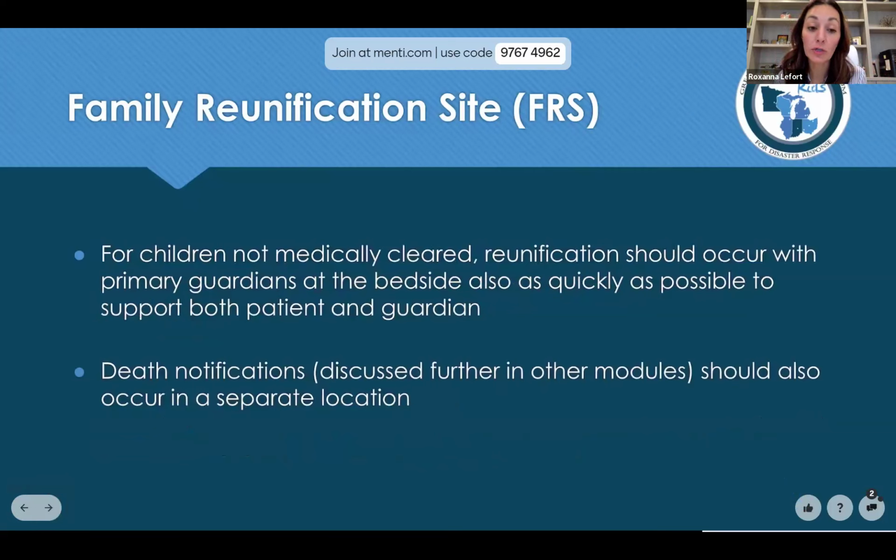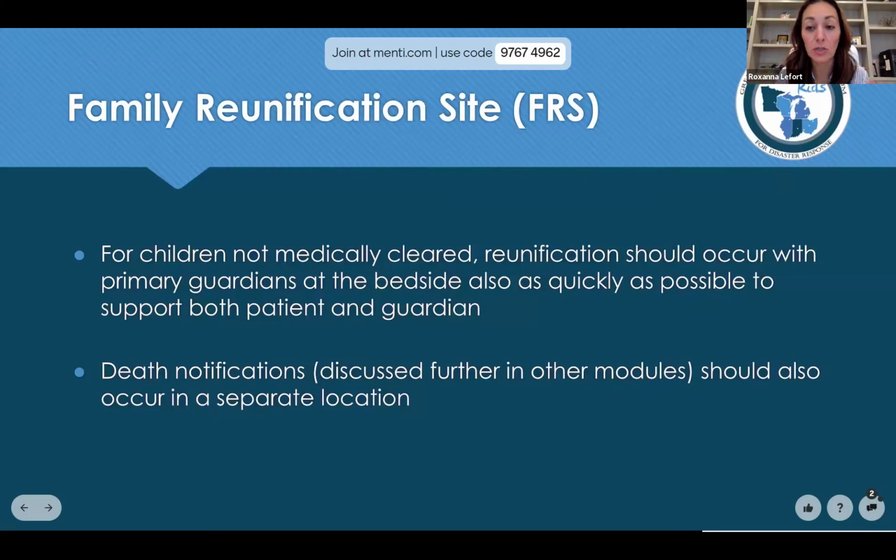And then for children who are not medically cleared, once you find out where a patient is and where a family member is, even if they are still in the emergency department, the operating room, or the PICU, reunifying as soon as possible is ideal, especially for the family member that's waiting to find information. So bring that family member from the reunification center, if that's where they're waiting, to the bedside or wherever they need to be to reunify the patient and the family.